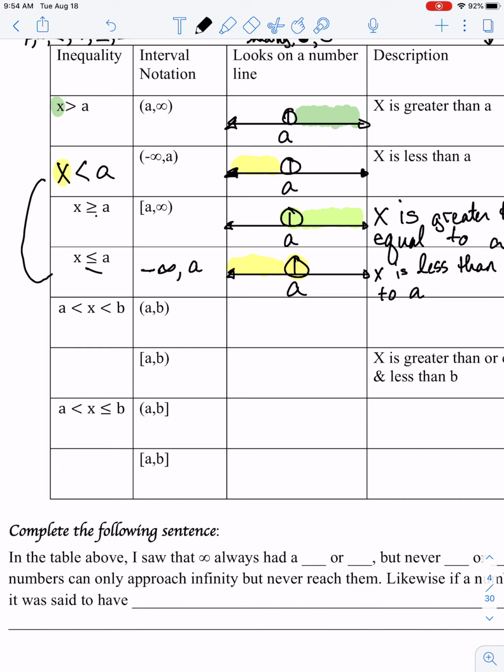Again, in x was greater than compared to x is greater than or equal to, what went with the a value is what changed. Okay, so the bracket in a and the parentheses in a. So a has parentheses here. I'm going to make it a bracket here. The infinity stayed the same.